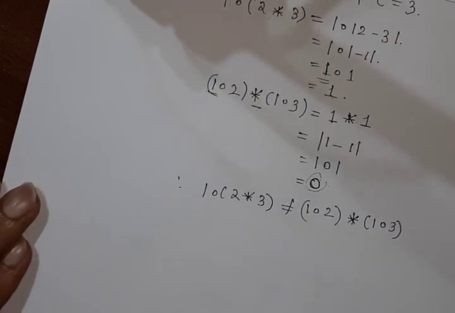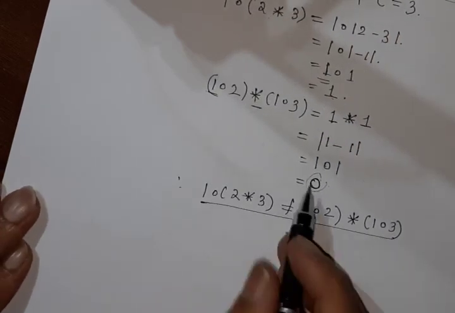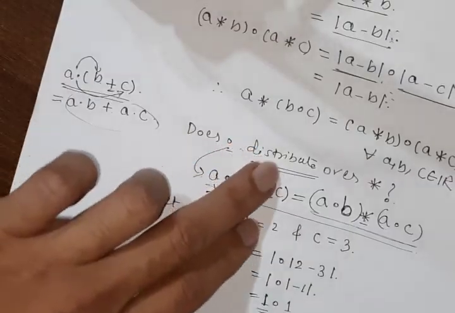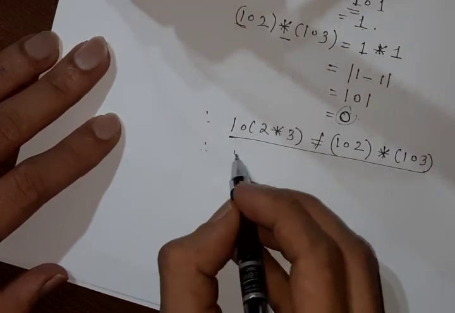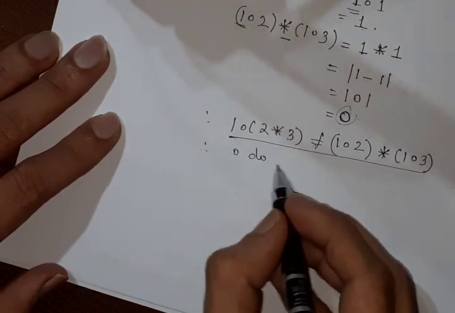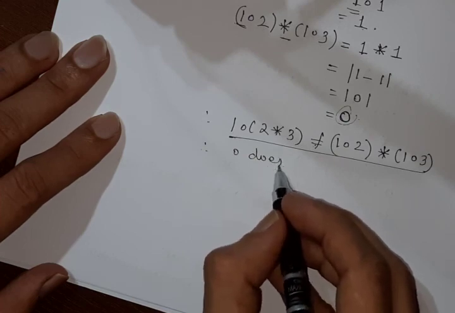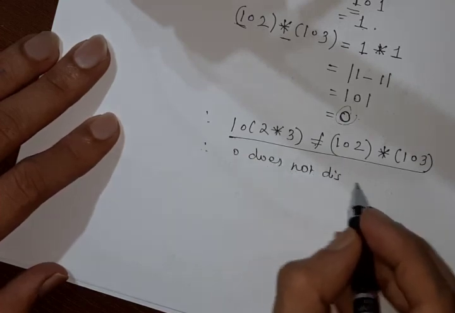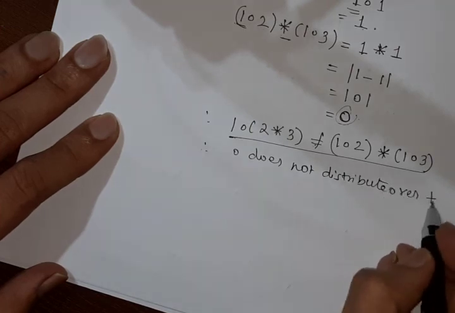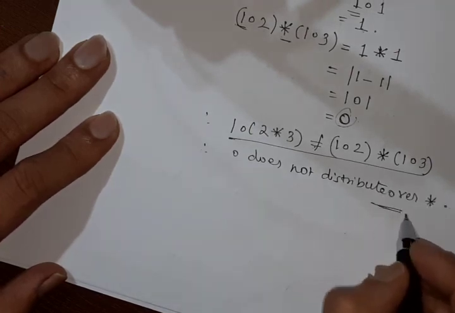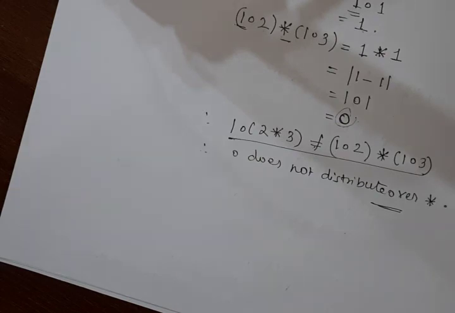So what we get is one set of values, 1, 2 and 3, for which this property, O distributes over star, is not satisfied. So therefore O does not distribute over star. So that was the 12th problem.